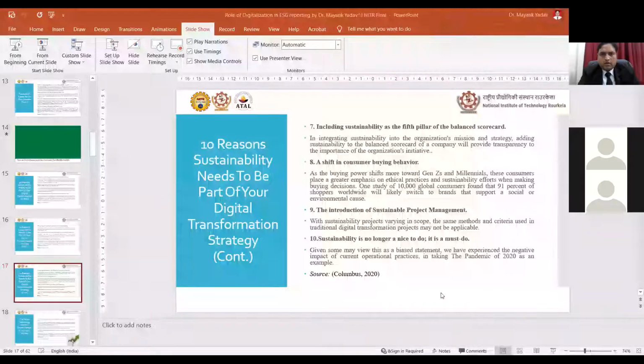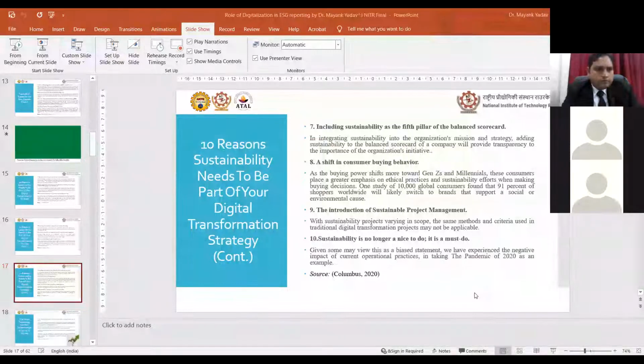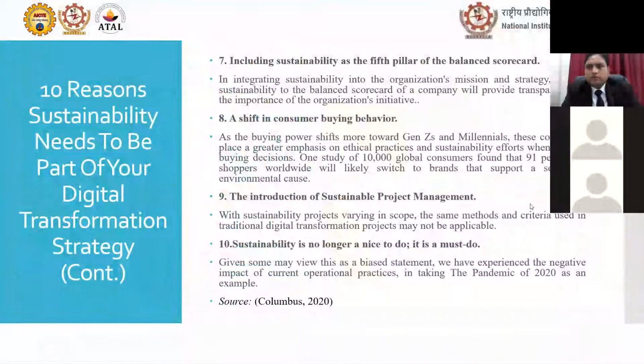I request the host to enable the screen sharing. Alka, you are taking care of it, so enable the screen sharing. Yes, you can share it now. Is it visible now?